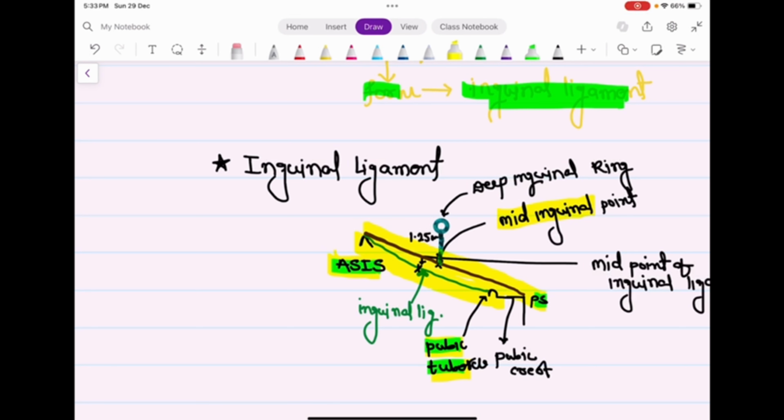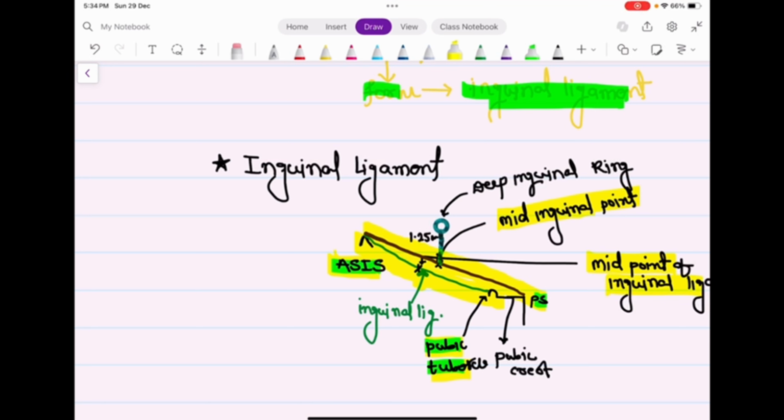And the point in between them is called the mid-inguinal point. Now, what is the midpoint of the inguinal ligament? The inguinal ligament passes from the anterior superior iliac spine to the pubic tubercle, and the middle point of that ligament is called the midpoint of the inguinal ligament.